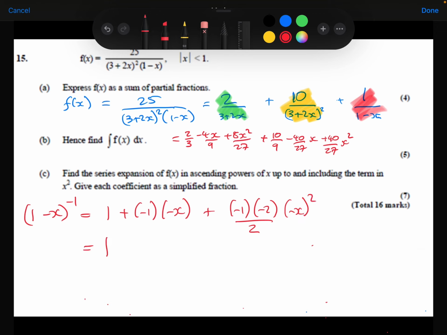Simplifying, so we've got the 1, we've then got the minus 1 times the minus x, which gives a plus x. We've then got the minus 1 times the minus 2, which is a plus 2, divided by 2, which is 1. 1 times minus x squared, so 1 times x squared will just give me an x squared. And so that is my third term.